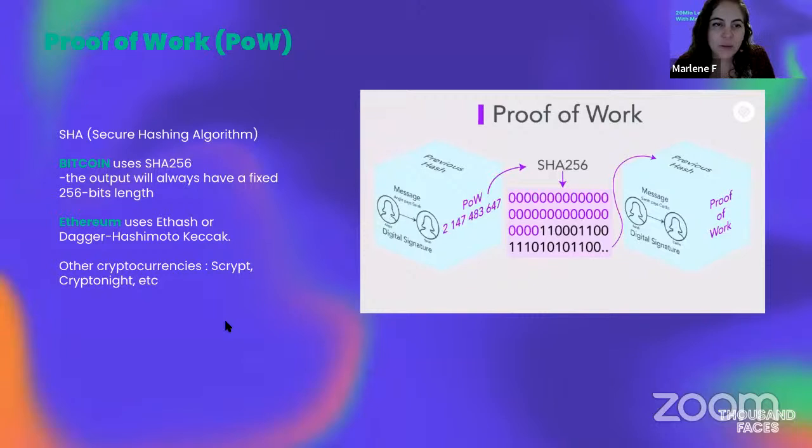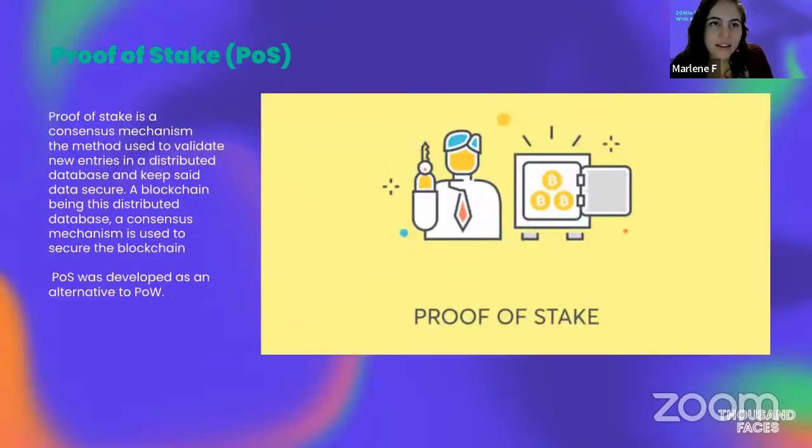So I mentioned here some of the main cryptocurrencies, Bitcoin, Ethereum, and we will move on to a different concept. So this is proof of work and how it's working. I will now explain proof of stake, and then I will relate it back to why it's different and similar to proof of work. So you will be able to understand.